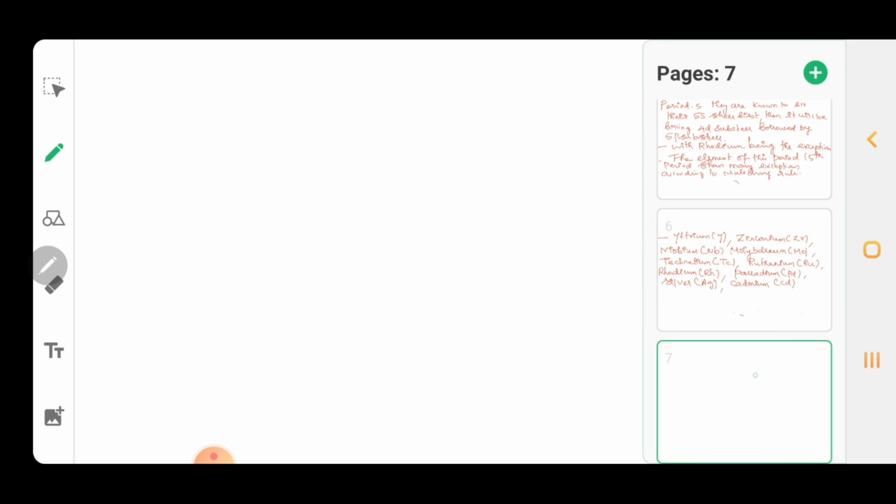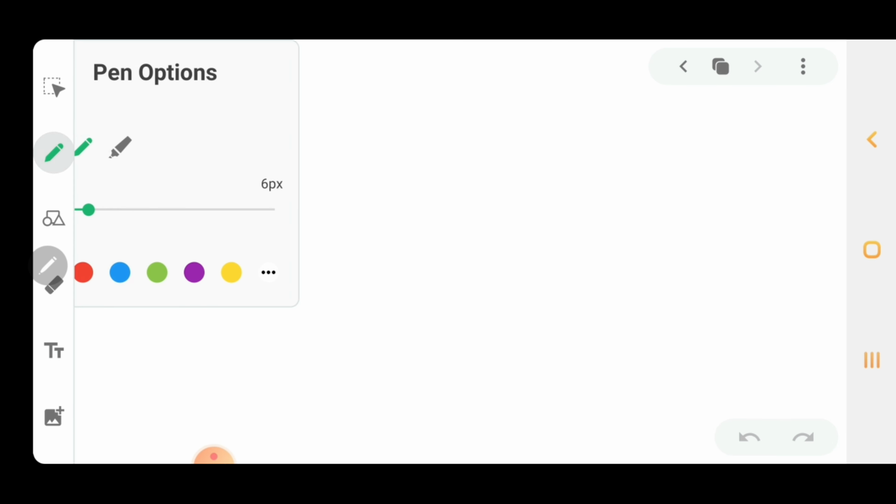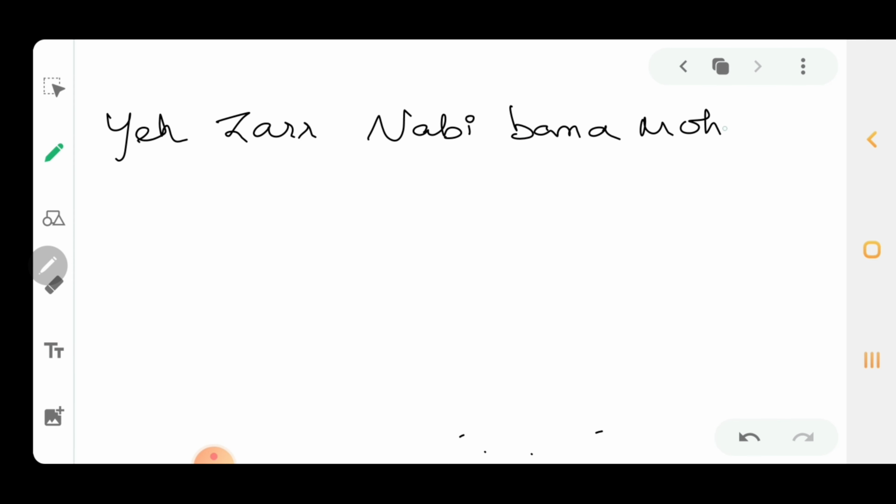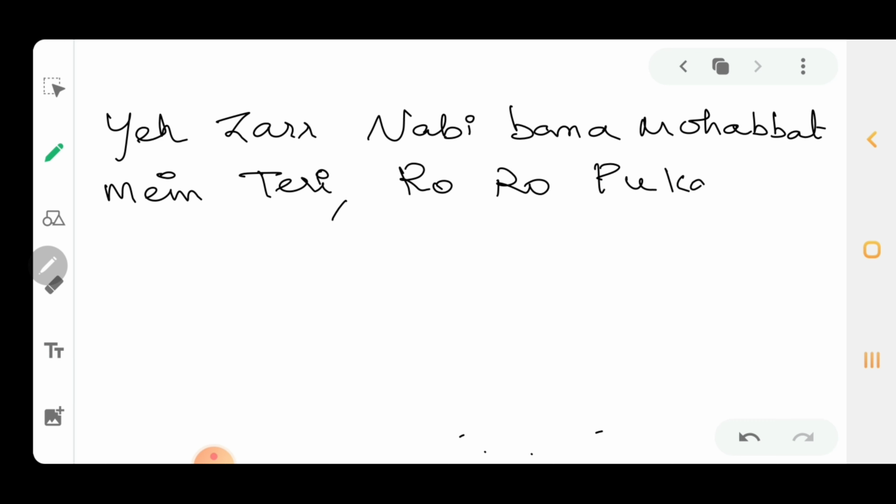Now we will see the mnemonic in order to remember our period 5 elements. So the mnemonic for period 5 elements is: Zara, Nabi Bana, Muhabbat, Main Teri, Roro, Pukarogi, Aj, Ise Chandni.